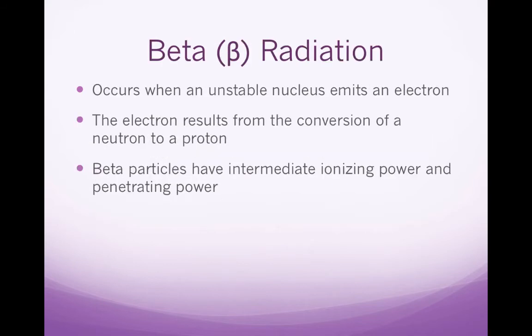So the next type of radiation we'll talk about is beta radiation. This occurs when an unstable nucleus emits an electron. So you're thinking, okay, well, a nucleus has protons and neutrons, no electrons, so how can a nucleus emit an electron? Well, actually what ends up happening, this electron results from the conversion of a neutron to a proton. So you have your parent atom, which I'll show you in the next slide, and then one of its neutrons turns into a proton, and then an electron gets kicked out. So the proton is still in the nucleus, just the electron leaves. Beta particles have intermediate ionizing power and penetrating power.